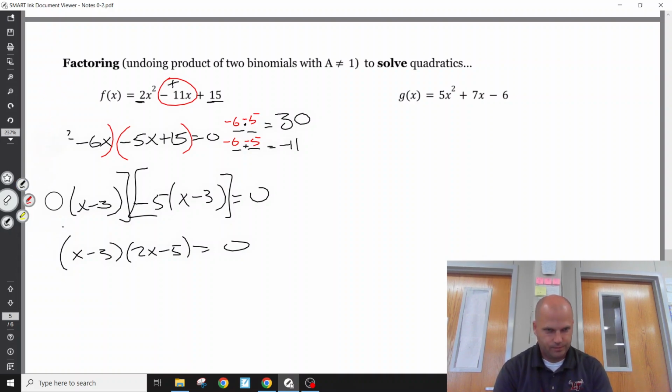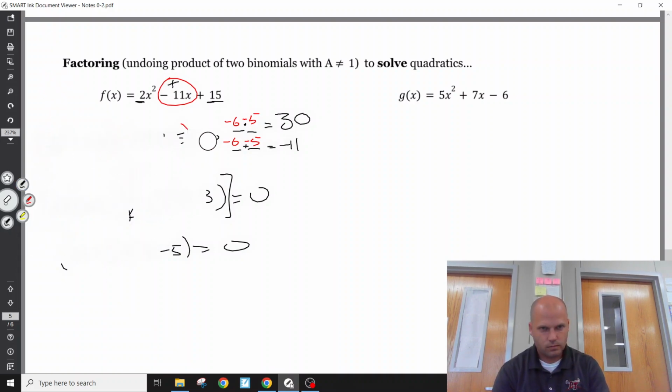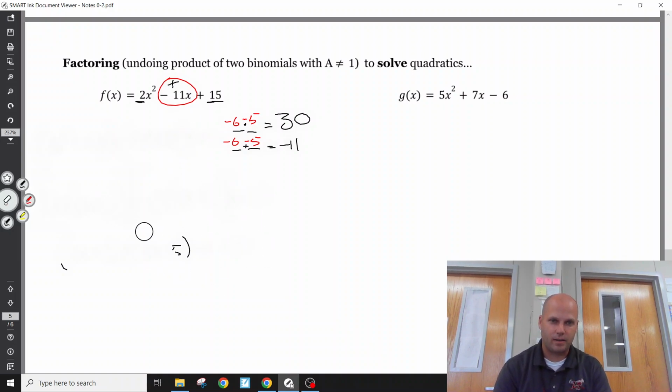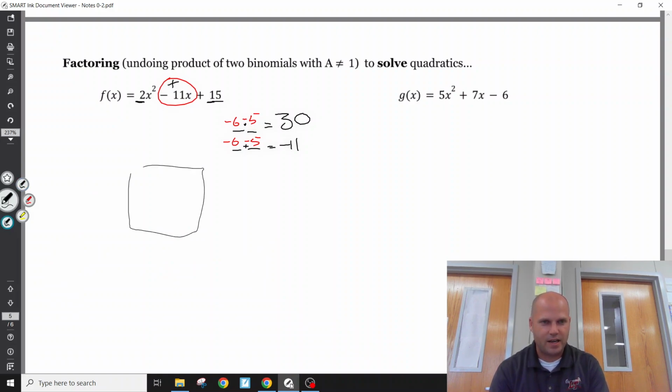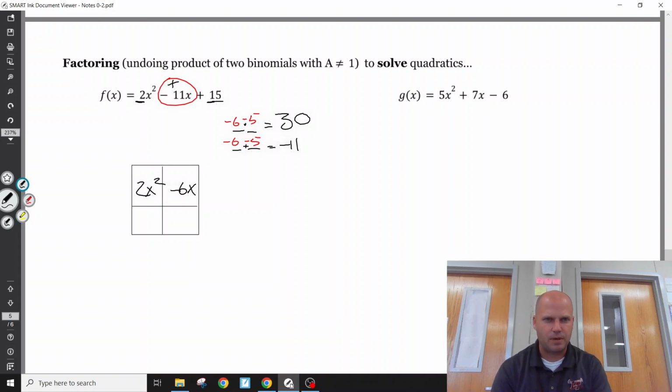Here's another way to do it. And if that's your way, go back and figure it out. Another way to do it is to do the number puzzle. But instead of factoring by grouping, create a box. And it's kind of just like undoing distribution. We're going to have those two middle terms, that negative 11x split up into negative 6x and negative 5x.